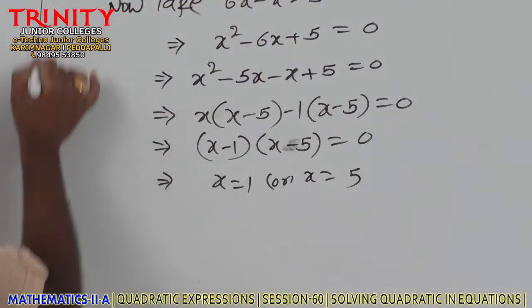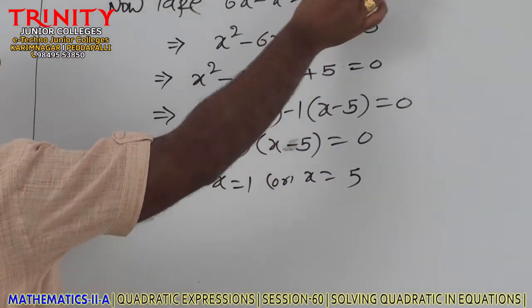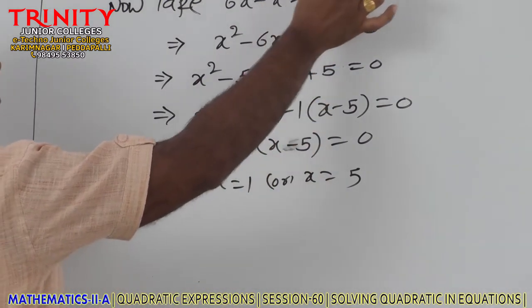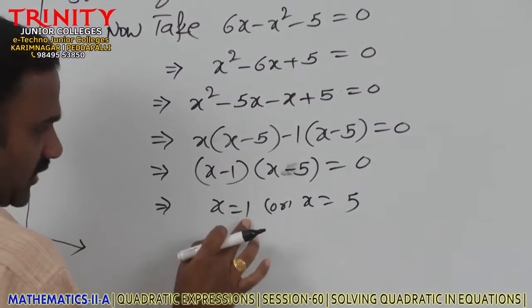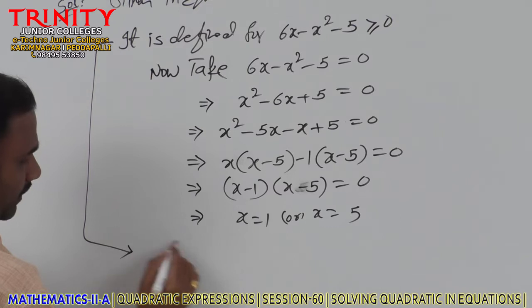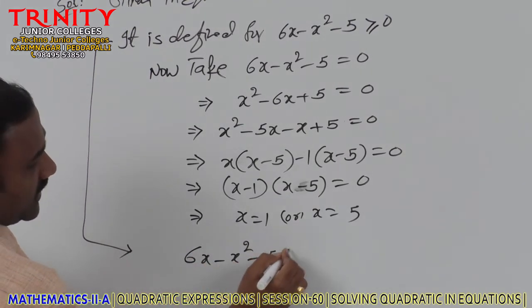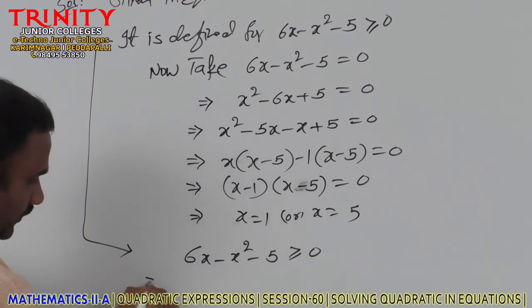Now, to get the values of x, here we have equated this expression to 0. Now we got the values of x as 1 comma 5. Now from this inequation, 6x minus x square minus 5 greater than or equal to 0.